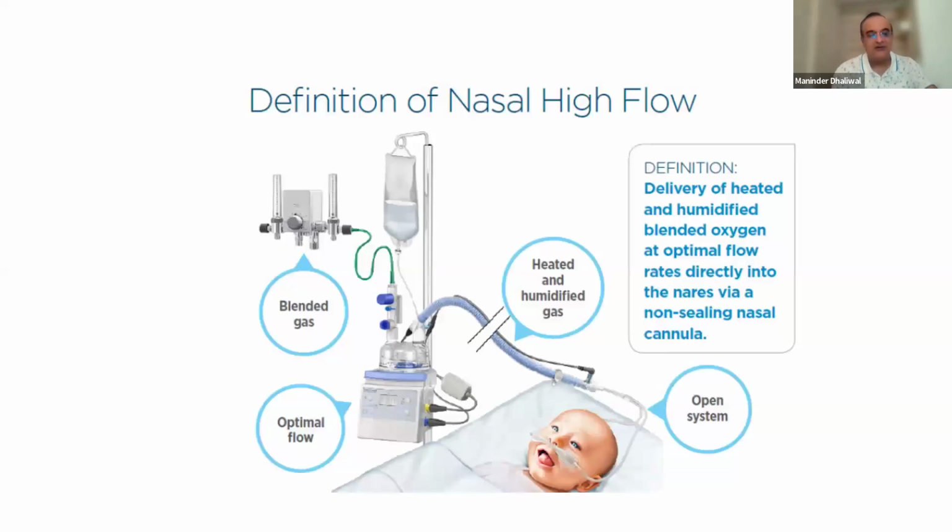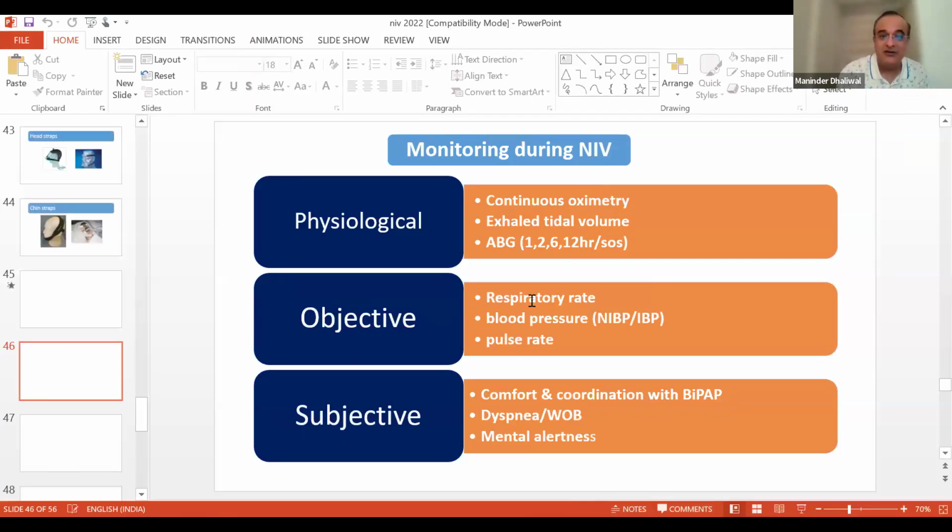I think I have covered NIV, and I have covered HFNC and RSP. Any doubts? Anyone? Open for questioning. I went a little fast, but the electricity at my home has gone.